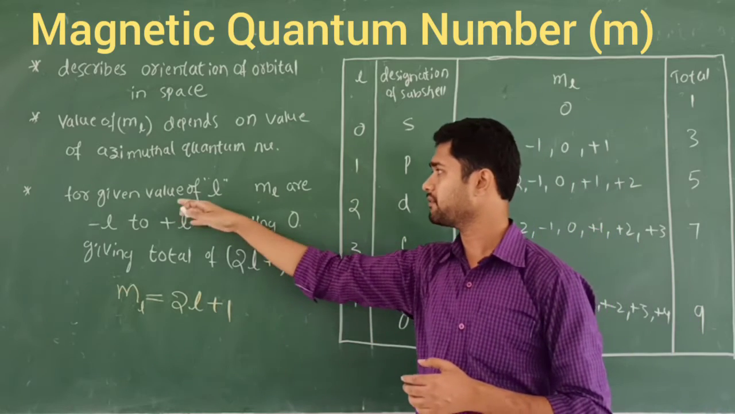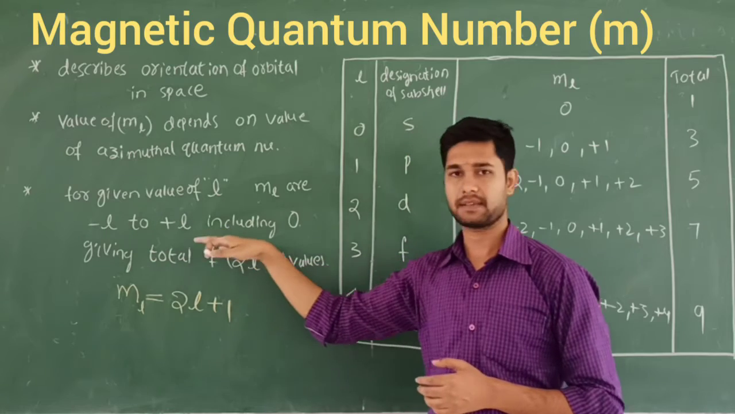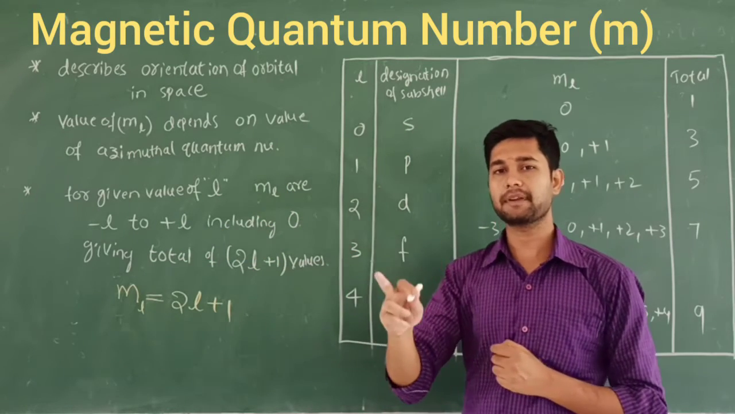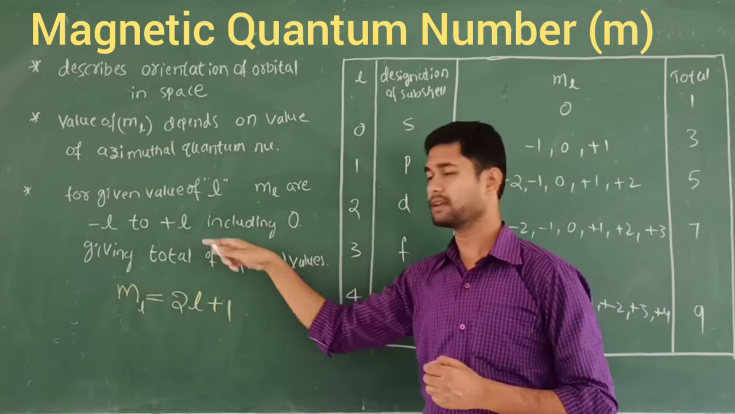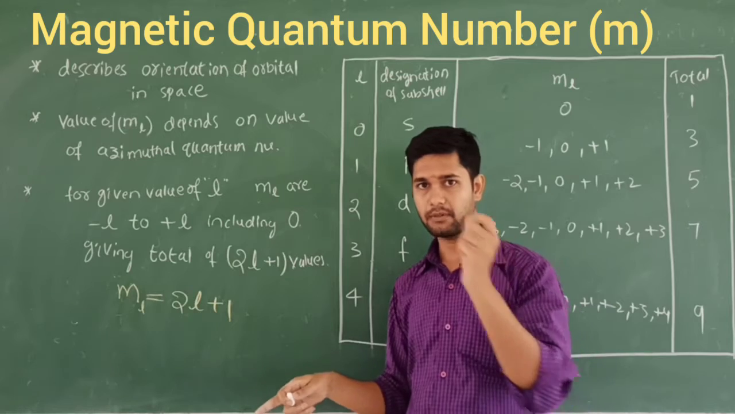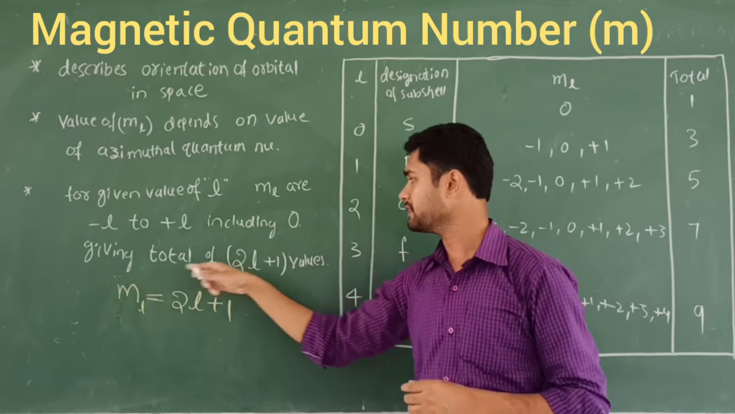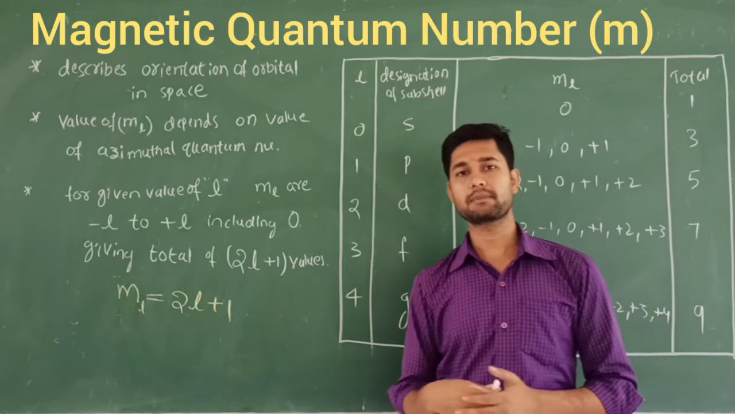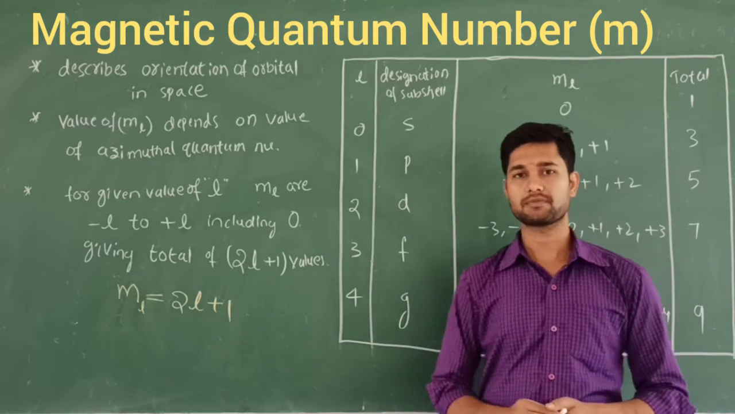For a given value of L, the ml values are from minus L to plus L. In order to find the magnetic quantum number, it mainly depends upon the azimuthal quantum number L. So it goes from minus L to plus L, and 0 in between is also included, giving a total of 2L plus 1 values. This is the formula: number of ml values equals 2L plus 1.